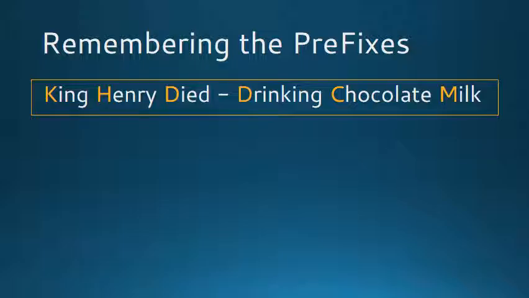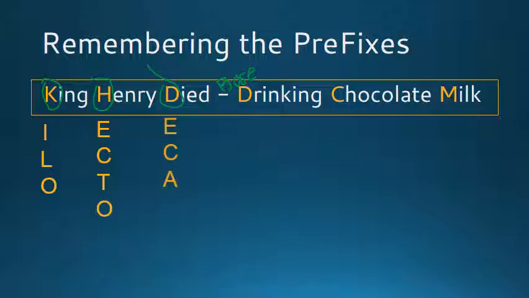It goes like this: King Henry died drinking chocolate milk. Now the dash in the middle, that's our base unit. But these letters help us remember that's kilo. And this has got to be hecto. So this would be deca. And then we have our base unit. And then deci, the other D. And then centi. And of course, milli. Okay, so King Henry died drinking chocolate milk. Kilo, hecto, deca, base unit, deci, centi, milli.